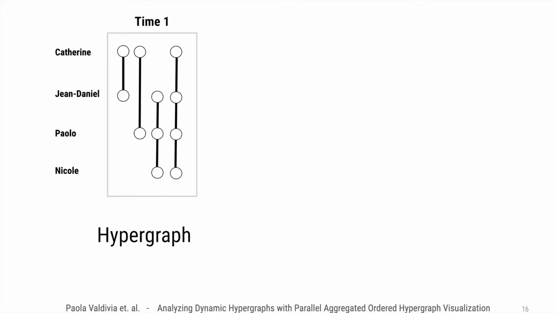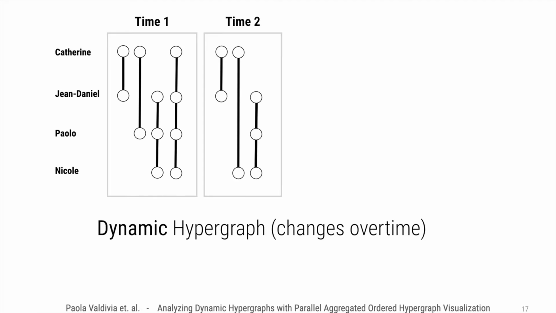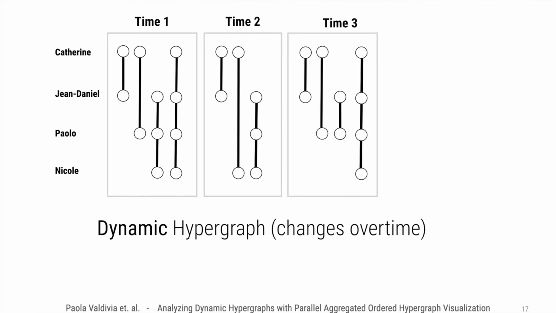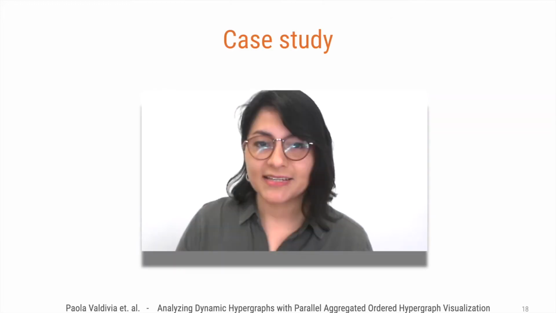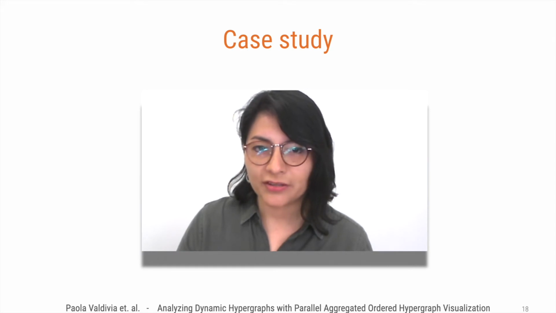Even more, assuming all of these articles were published in the same year, we can group them in a time slot, called time 1. And we can add more time slots next to this one to represent a dynamic hypergraph. Using our representation, called PAOHVis, we can analyze in detail connections and changes in the co-authorship relations over time. Let's see now a case study to see how we can use PAOHVis to analyze a dynamic hypergraph.